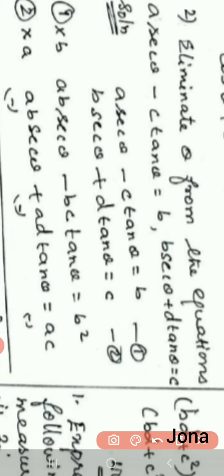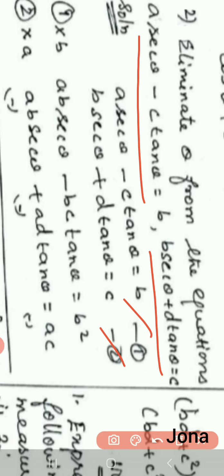Eliminate theta from the equations a secant theta minus c tan theta equal to b, and b secant theta plus d tan theta equal to c. We want to eliminate theta from these equations. So what we have to do there is just solve the equation as usual. Take equation 1 and 2, and I want to make the coefficients same. So multiply 1 by b and 2 by a.